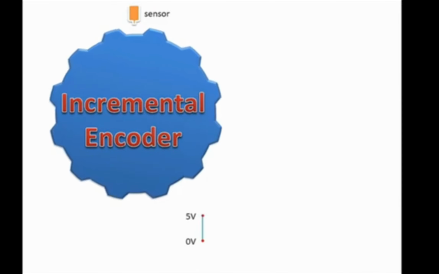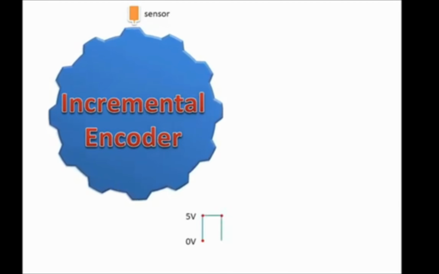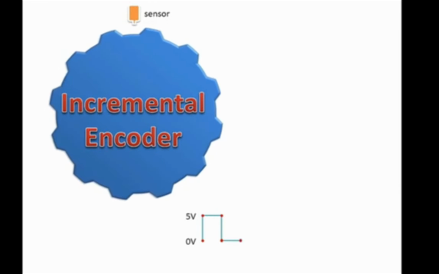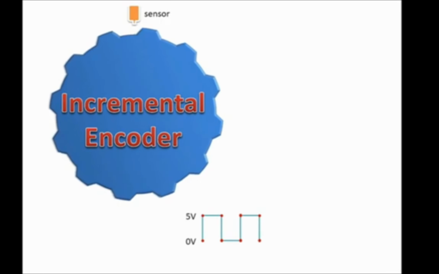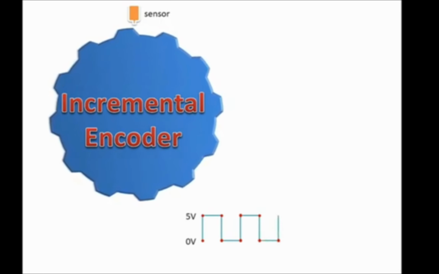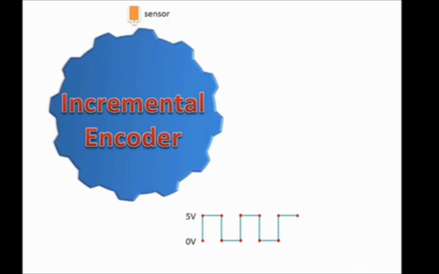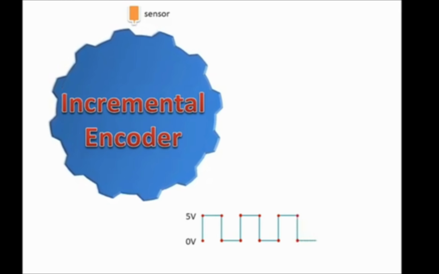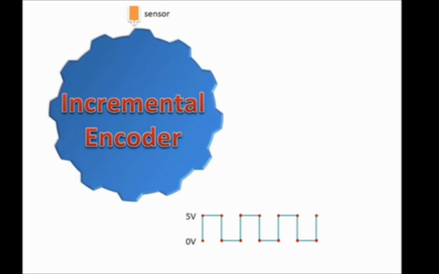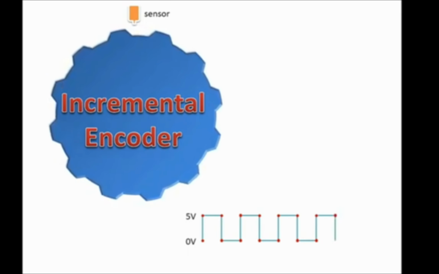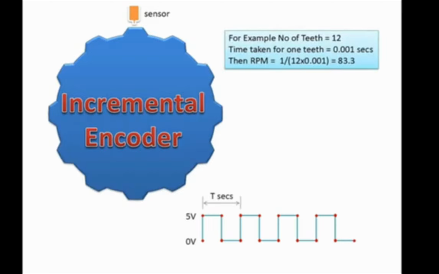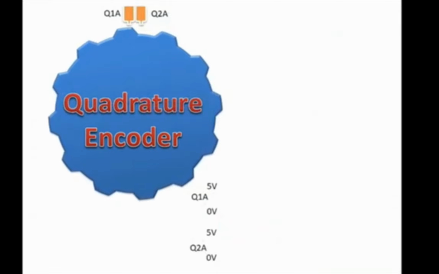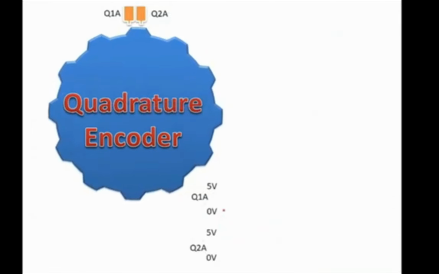Now I will explain the incremental encoder. This is the basic type, which has only one sensor on the wheel, and with that sensor we get a signal like the graph shown below. With this graph we can measure only the RPM, not the direction of the wheel or the crank angle position. For getting the direction, we need the next encoder, called the quadrature encoder, which has 2 sensors together as shown in the figure.